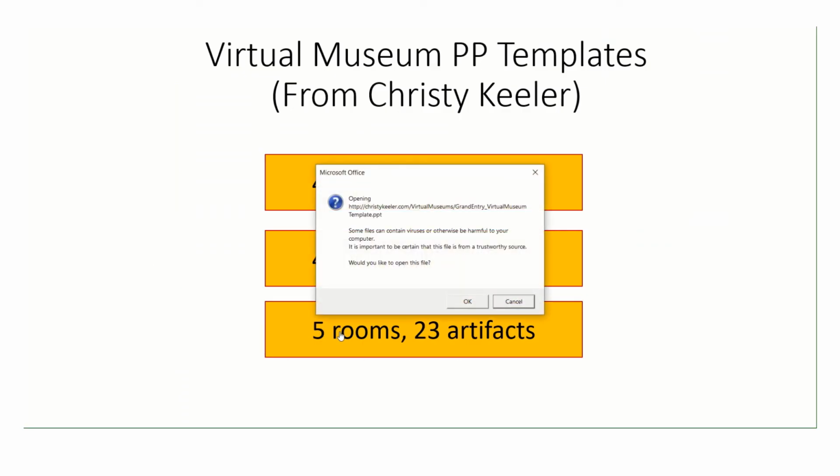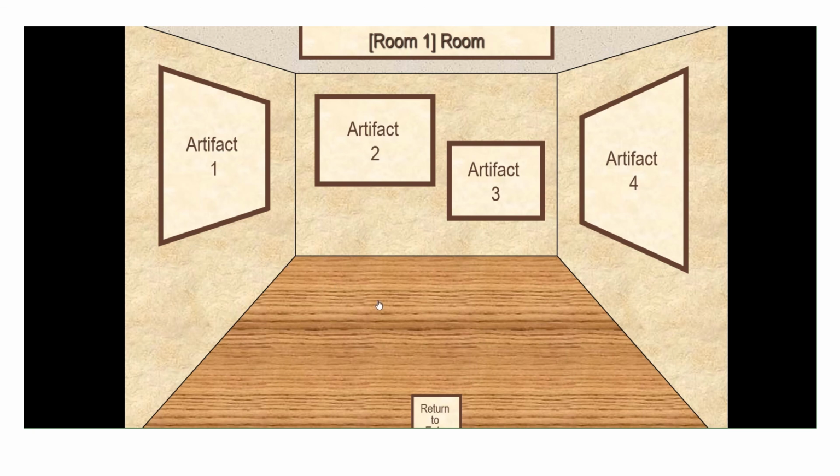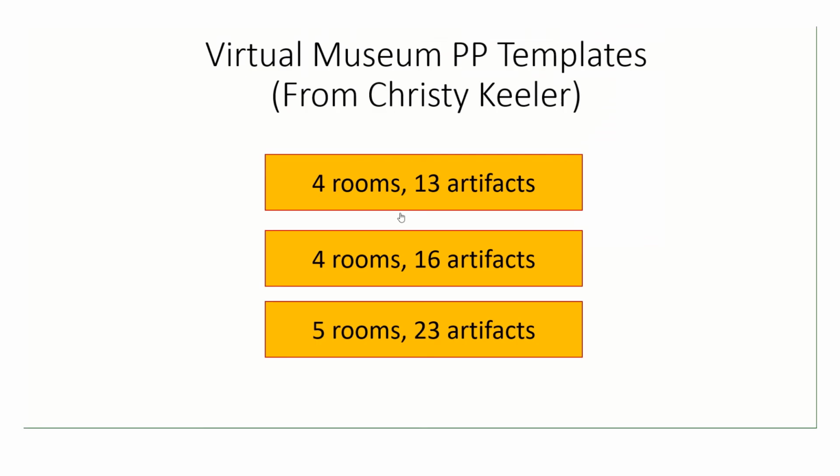I'm going to click into 5 rooms that hold a total of 23 artifacts. And here you can see the trapezoids, you can see the rectangles, and it gives you that virtual reality type feeling. I'll click into one of the rooms so you can see what it looks like. And here she has created, as we find typically in a true art gallery, all the paintings of different sizes. And we can also have a primary artifact in the back right here.